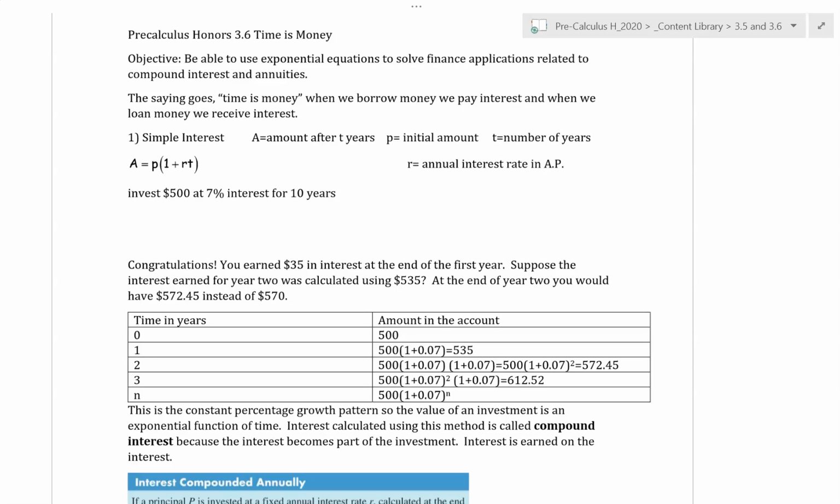When we borrow money, we pay interest, and when we loan money, we receive interest. So the first thing we're going to do is talk about simple interest. So if I invest $500 at 7% interest for 10 years, and if it's simple interest, notice that 7% of 500 is 35.